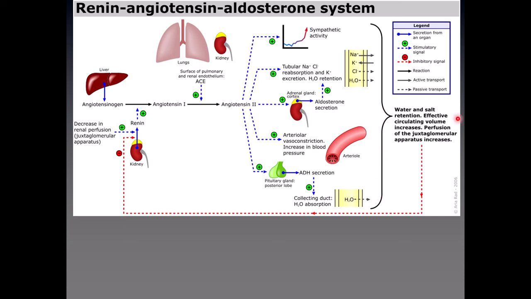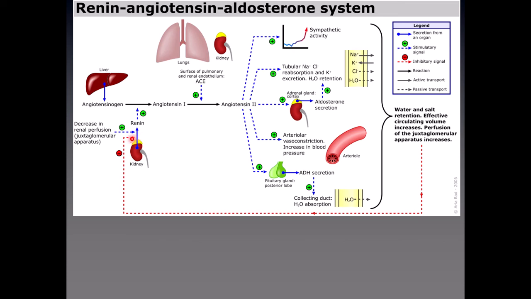As the blood pressure is increased by these angiotensin 2 functions, water and salt retention increases, effective circulating volume increases, and perfusion of the juxtaglomerular apparatus increases. What will happen? Blood pressure increases. What will happen? An inhibitory signal will be sent from here to the juxtaglomerular apparatus.